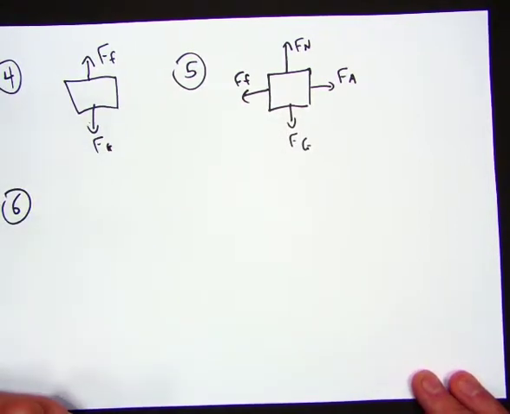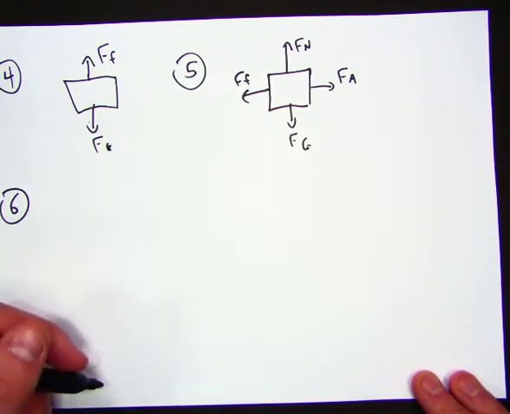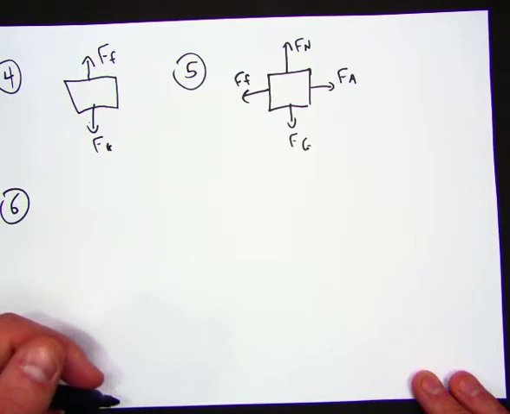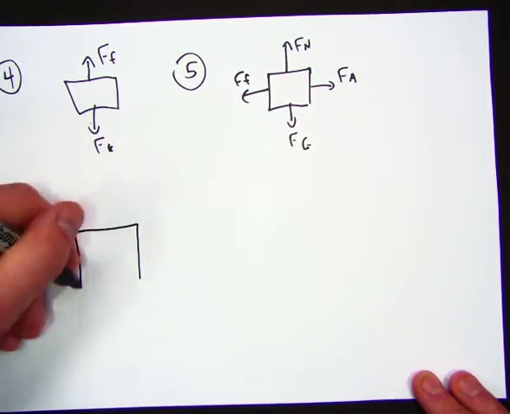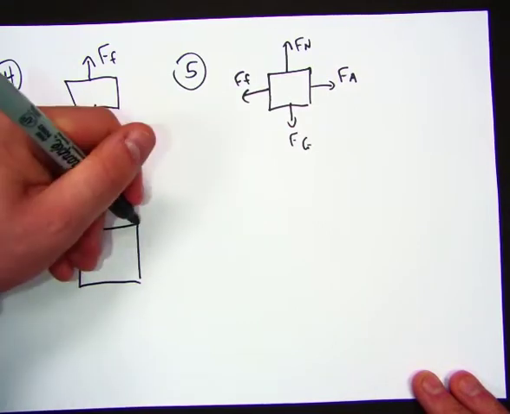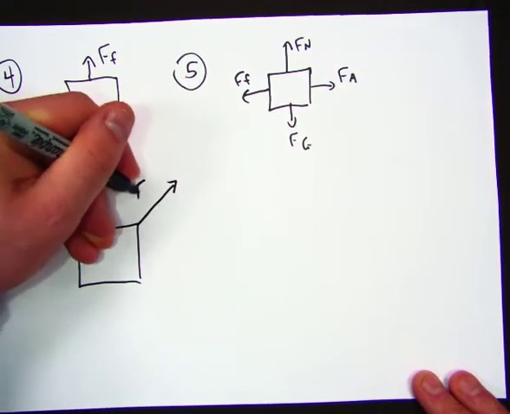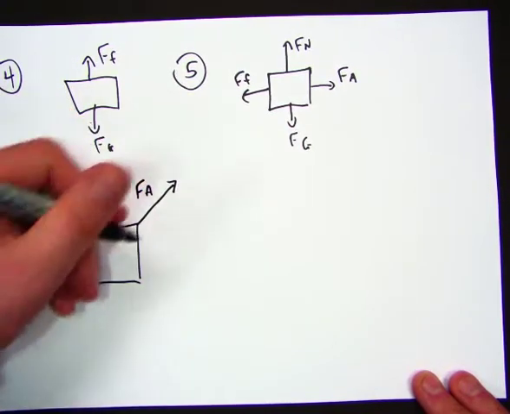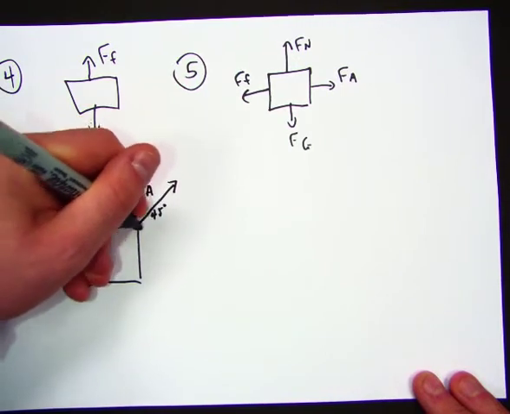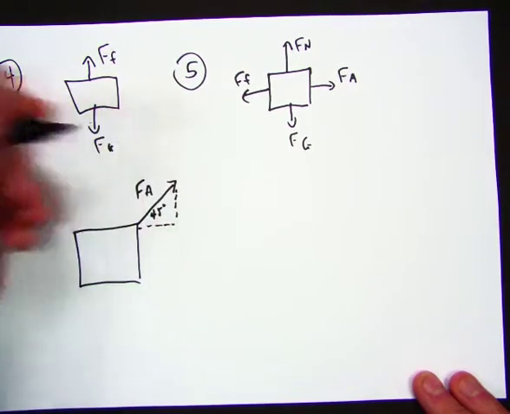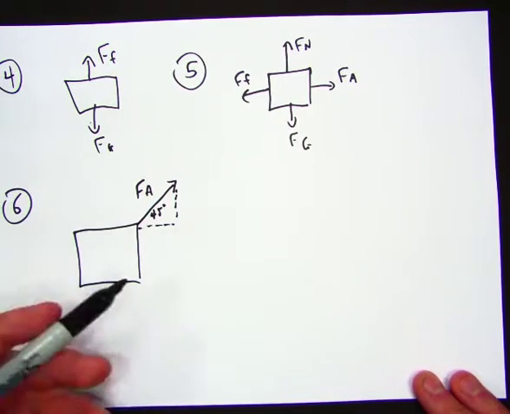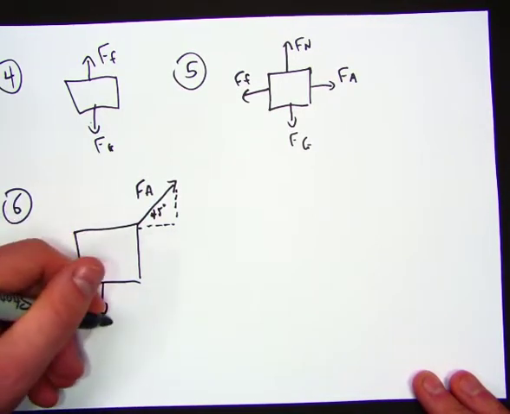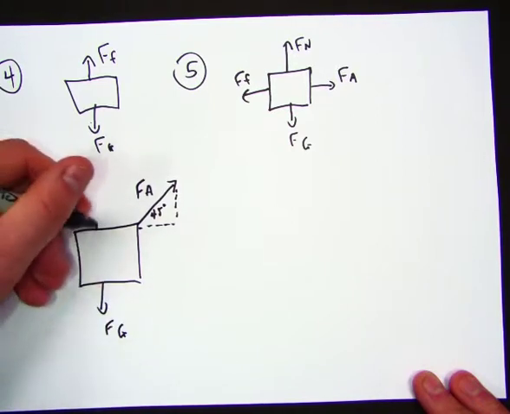Number six, a force is applied at an angle of 45 degrees above the horizontal to the right to drag a sled across loosely packed snow with a rightward acceleration. Okay, a lot in there. Here's my sled. Here's my force applied, and this is at an angle of 45 degrees above the horizontal. And so I'm applying a force. It's on snow, so I'm going to assume frictionless. There's definitely a force of gravity here, and there's a force normal.